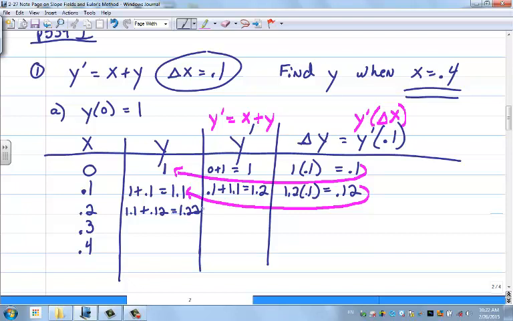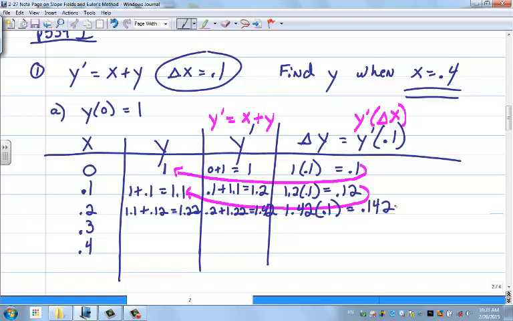And then to get my y prime, I'm going to do my x plus my y, so that's going to be 0.2 plus 1.22. And that turns out to be 1.42. And then to get my new delta y, I'm going to take that 1.42 and multiply it by 0.1, and I get 0.142.